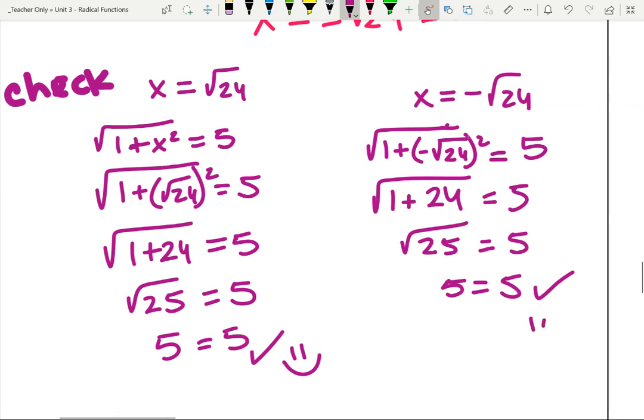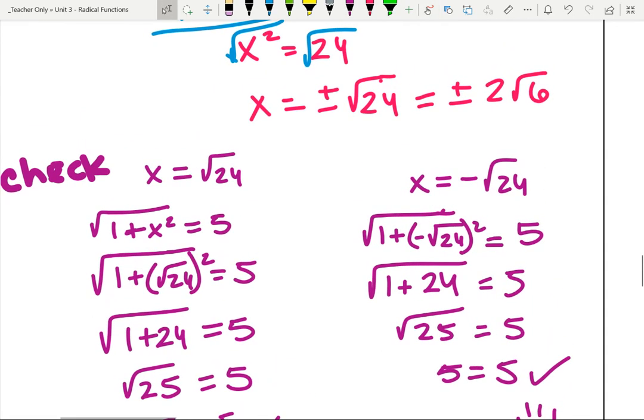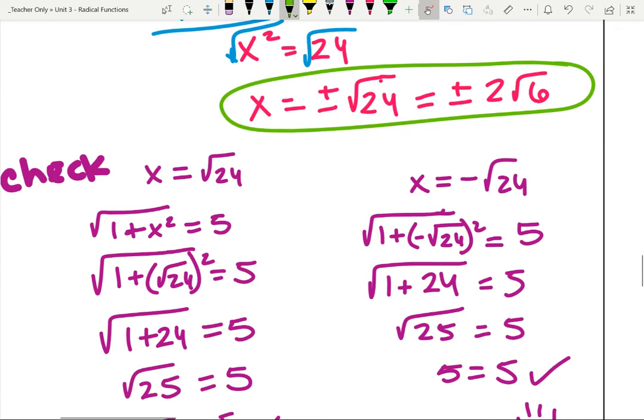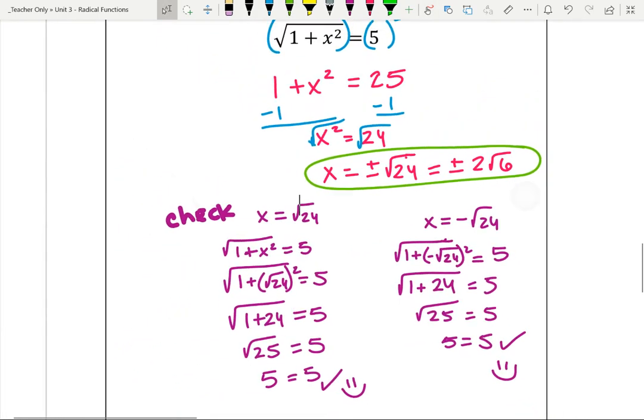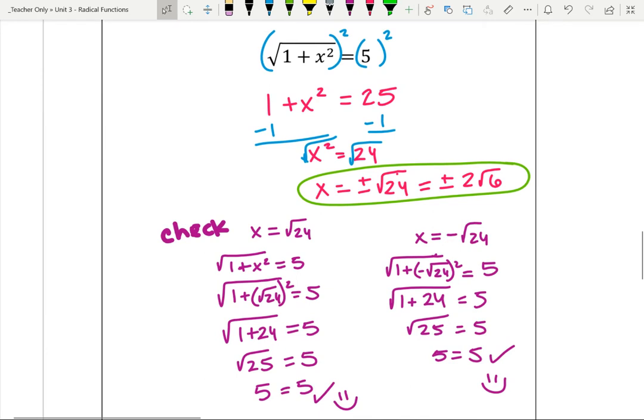So this time we actually get 2 solutions that are going to hold up here, that are going to work. Plus or minus the square root of 24, or plus or minus 2 root 6, depending on how fancy you feel with your simplifying. So make sure we're checking every solution. In this case, we had 2 solutions to check, but it wasn't so bad.